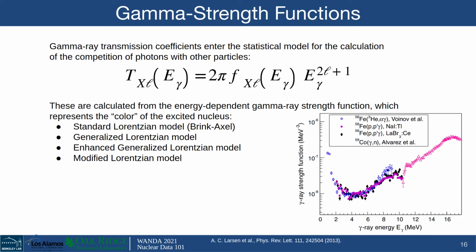Gamma-ray transmission coefficients are important for the description of the gamma emission channel in nuclear reactions. This is an almost universal channel, since gamma rays, in general, may accompany emission of any other emitted particle. Like the particle transmission coefficients that emerge from the optical model, gamma-ray transmission coefficients enter the statistical models for the calculation of the competition of photons with other particles.